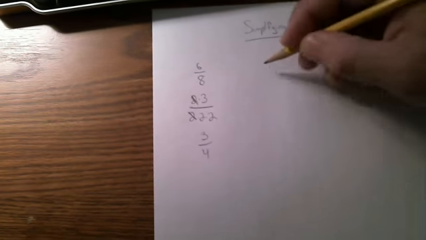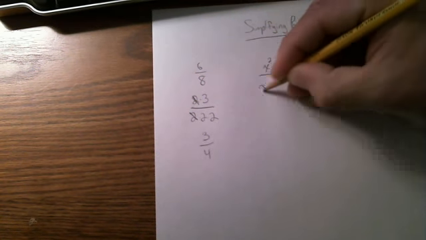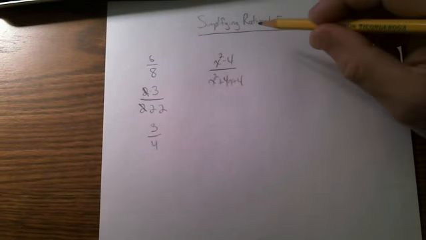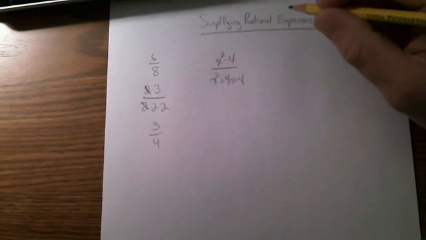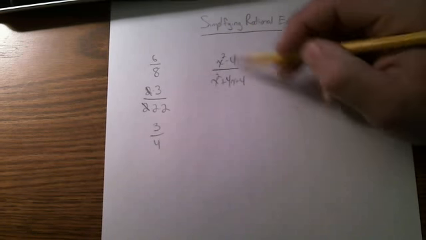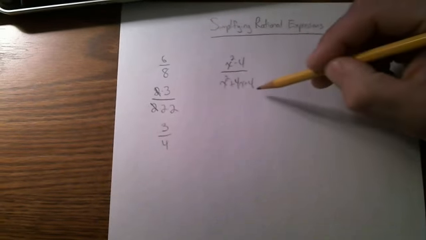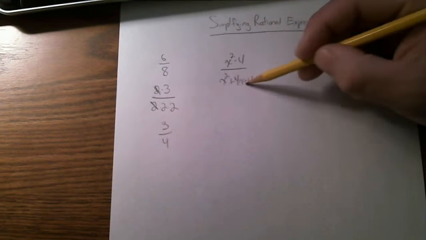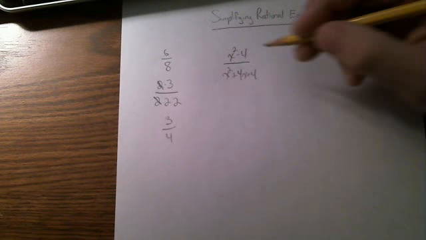So let's see if we had an algebraic fraction. Say we have x squared minus 4 over x squared plus 4x plus 4. So now it is very enticing to cross out these x squareds and cross out these 4's. But we do not have multiplication in the numerator. We do not have multiplication in the denominator. So we have a subtraction sign and an addition sign. You cannot cross out across that. We have to factor first, then cancel.